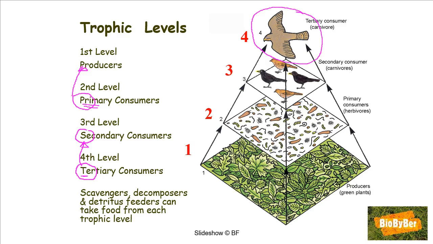Now don't forget the scavengers and the decomposers like the bacteria and fungi of decay, and the detritus feeders like the earthworms and the wood lice. They will take food from each level of the food chain, because at each level you're going to have animals that will die and decay.